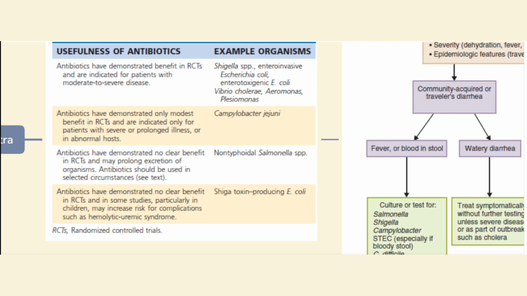Here we have the second stage of usefulness, where antibiotics have demonstrated only modest benefits and only with severe or prolonged illness, or in abnormal hosts like immunocompromised, or young and old, like children and really old people. This is Campylobacter jejuni.